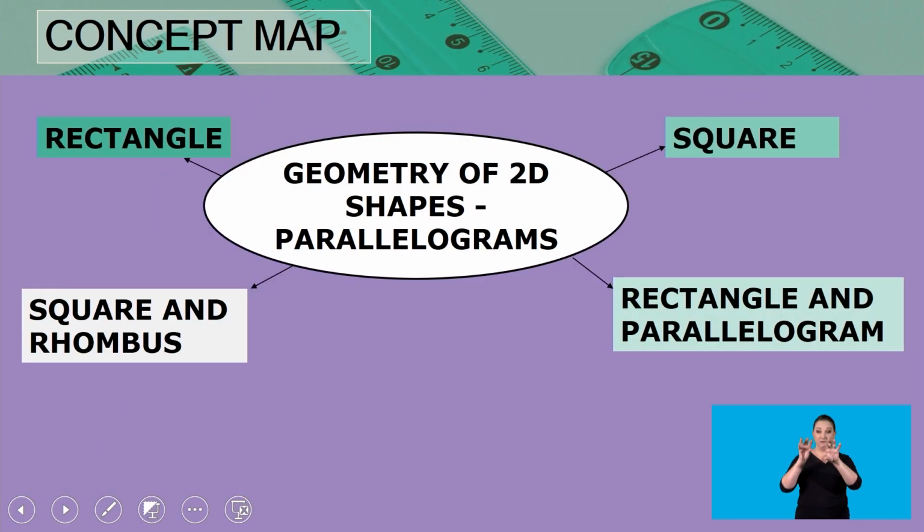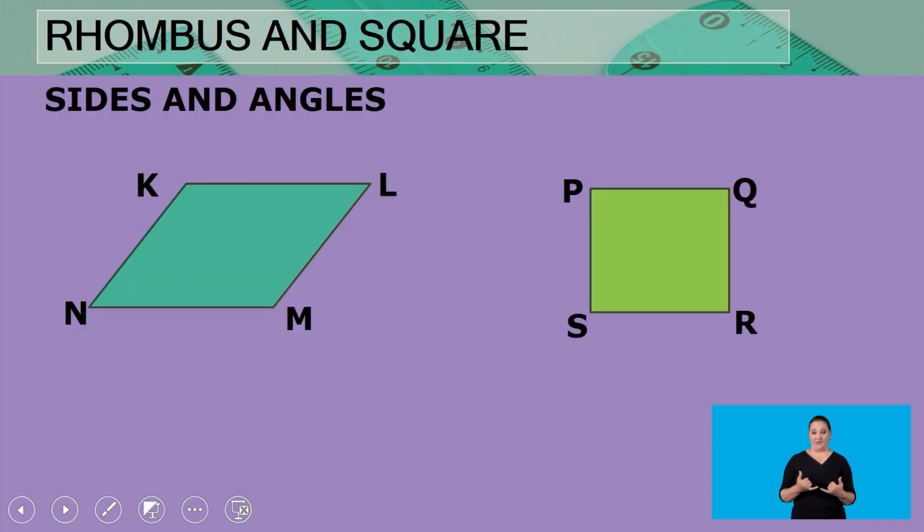Let's look at the last concept in our concept map, and that is a square and a rhombus. Now, if you remember, a square is a special rectangle and a rhombus is a special parallelogram. So that would mean that all of the properties that apply for a rectangle will apply in a square, and of course all the properties that apply in a parallelogram would apply in a rhombus as well. So when it comes to the sides and the angles, with a rectangle and a parallelogram, we saw that all the properties were the same. The only difference was those angles.